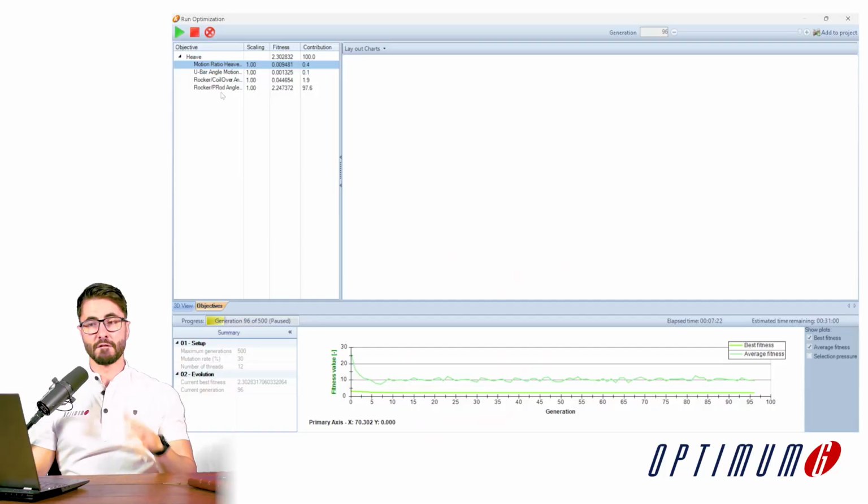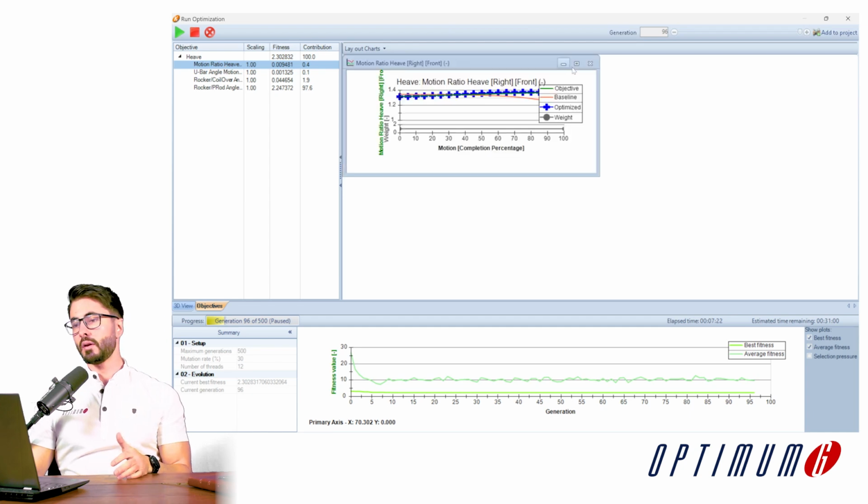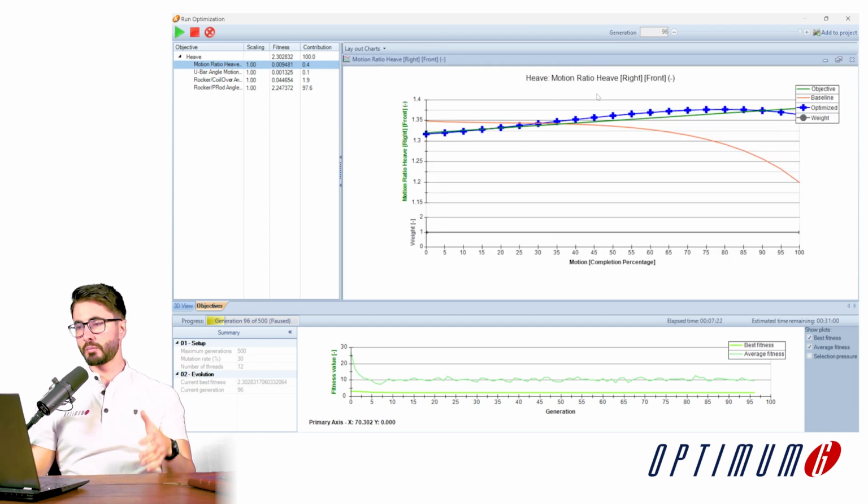So after running about 100 generations, let's see how the optimization module in OptimumKinematics performed. First, let's look at the objectives. So we defined the motion ratio and motion ratio variation that we would like, as seen in green, which is our objectives, and we see in blue what the optimization was able to find. So it's trying to look at many different compromises at the same time in terms of angles, static motion ratio, variation. And we can see that it got up to a pretty good result.